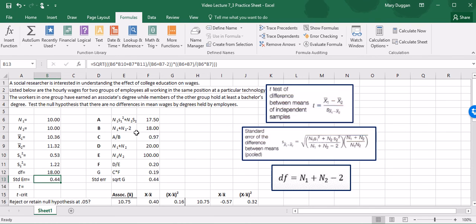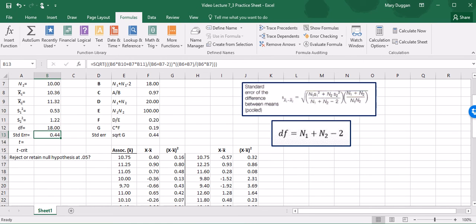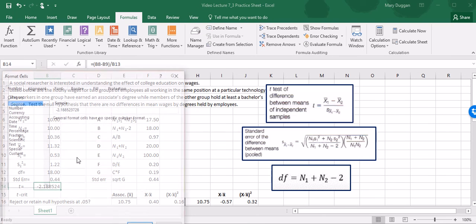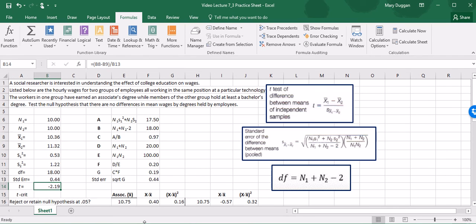It's going to just depend on your own preference. My guess is a lot of you are going to want to break it down into different steps, and that's perfectly fine. And now that we have our standard error of 0.44, we can calculate our t-score, and that's the easiest part of all, really. So t-score, we're going to put an equal sign here. In parentheses, I'm going to put the mean of the first group minus the mean of the second group. So just looking over here, that's the numerator. And that's going to go over the standard error that we just determined in 2 different ways. And that gives us a t-score of minus 2.19.